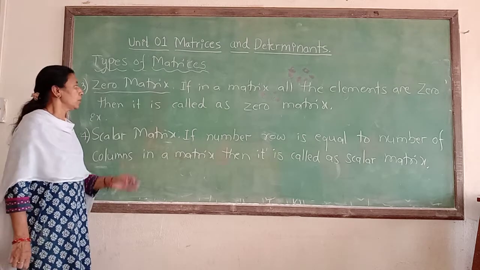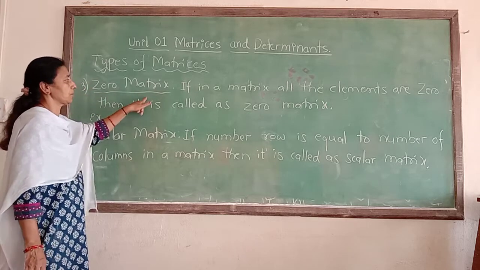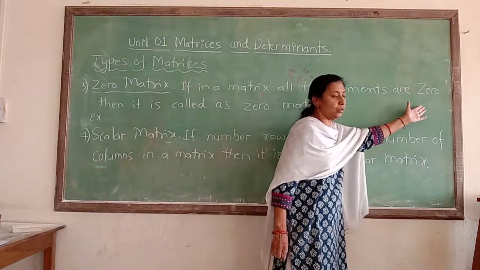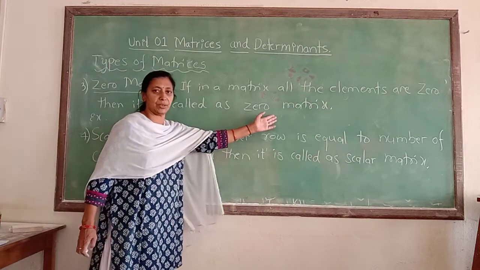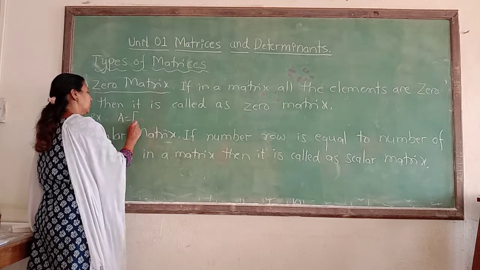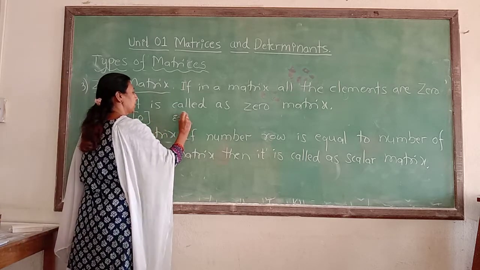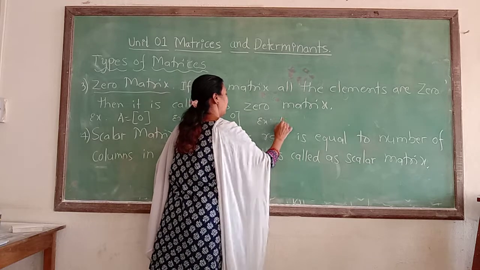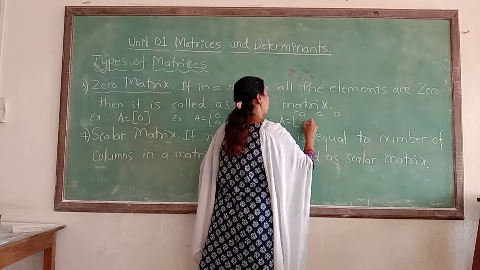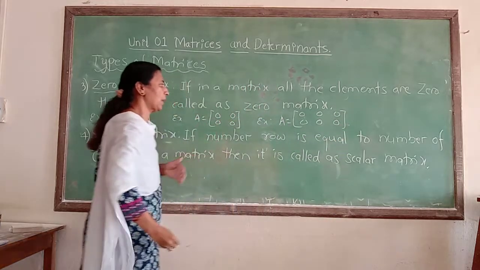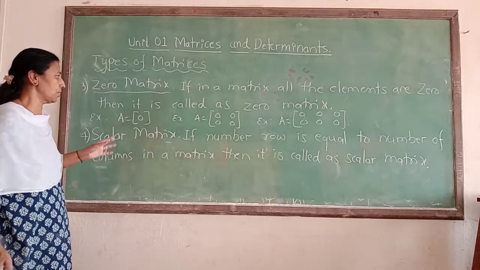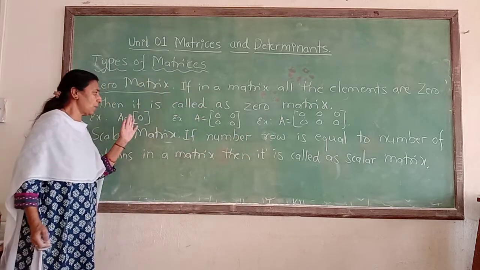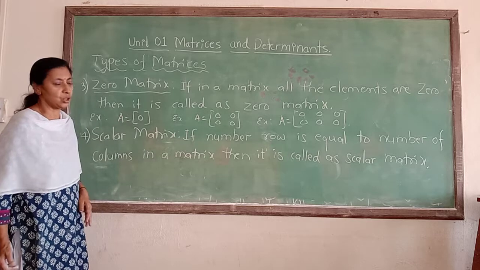Now we are going to understand the next type of matrix, that is the zero matrix. What is a zero matrix? If in a matrix all the elements are equal to 0, then it is called a zero matrix. For example, A is equal to 0, or A is equal to 0, 0, 0, 0. Any type of matrix or order, if all the elements in the matrix are 0, then it is called a zero matrix. It may be 1 by 1 order, 2 by 2 order, or 2 by 3 order. You are seeing all the elements in all the matrices are 0, therefore each matrix is a zero matrix.